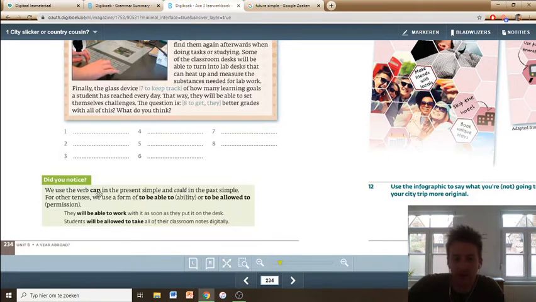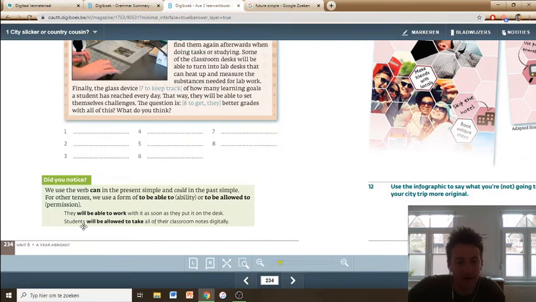But we can only use this in the present simple and the past simple. If we need other tenses, we use a form of to be able to when talking about ability, and to be allowed to when talking about permission. And then you get 2 examples here. They will be able to work with it as soon as they put it on the desk. Note that in present simple this would be they can work with it as soon as they put it on the desk. Or could in the past simple.